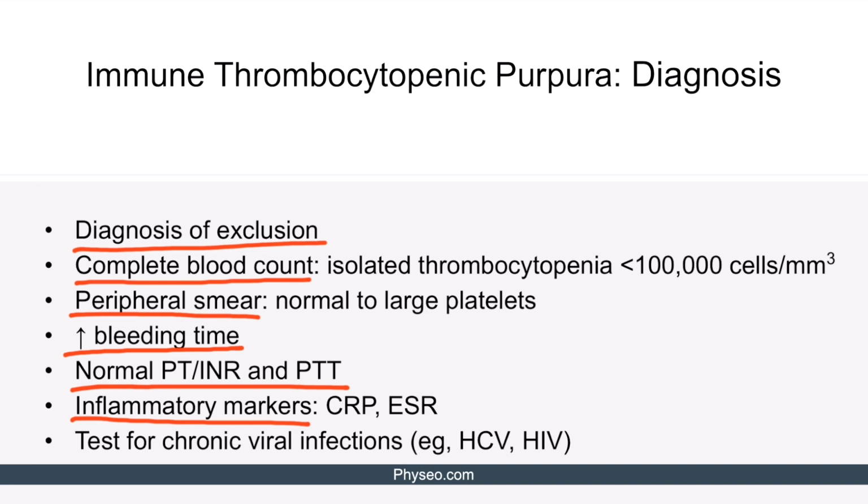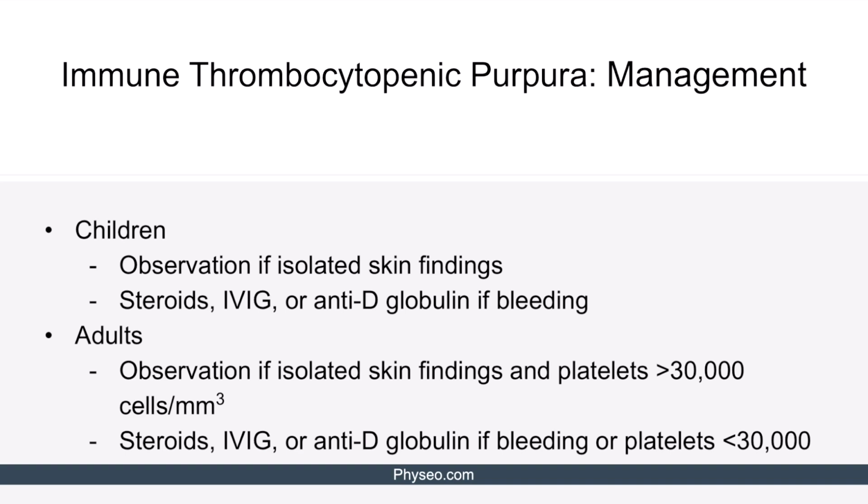Finally, we should test the patient for those chronic viral infections such as hepatitis C and HIV, implicated in some cases of ITP. Management of immune thrombocytopenic purpura depends on the patient's age. In children, isolated skin findings require observation.